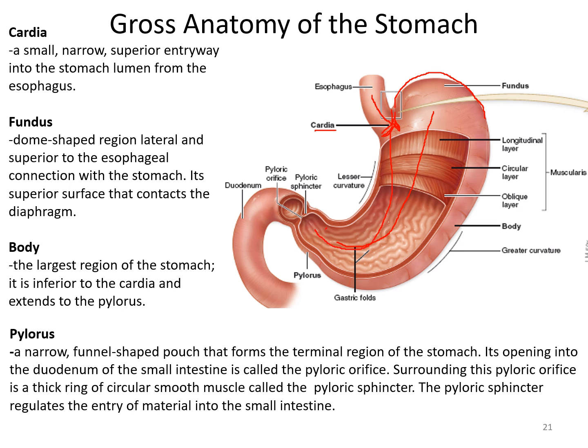And then the pylorus is this area here, this narrow funnel-shaped pouch, forms the terminal region of the stomach. It opens into the duodenum. Here's the duodenum, which is the first part of the small intestine. So this right here is small intestine. And then you've got your pyloric orifice, which is the opening into the small intestine, and the pyloric sphincter, which is that muscular ring that's going to regulate the movement of food from the stomach to the duodenum into the small intestine.